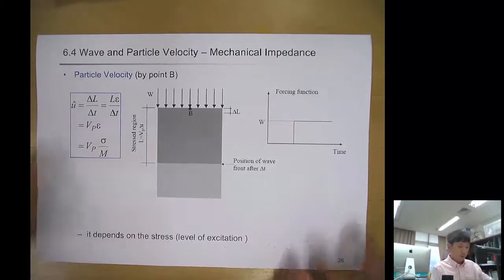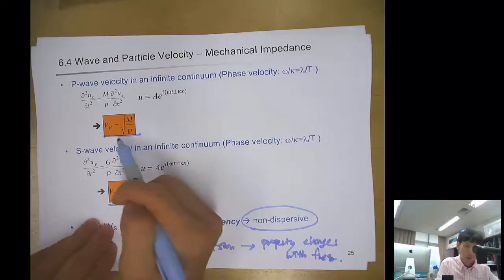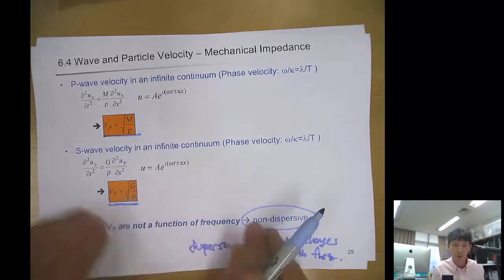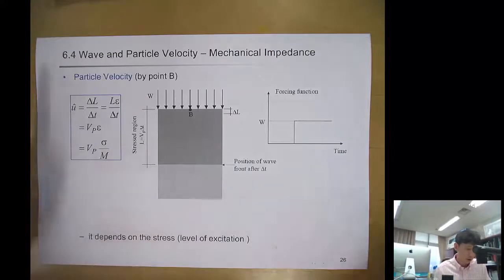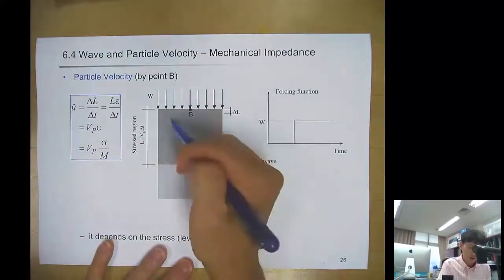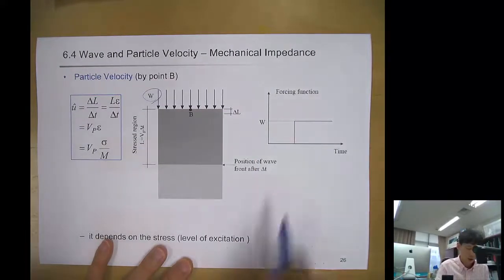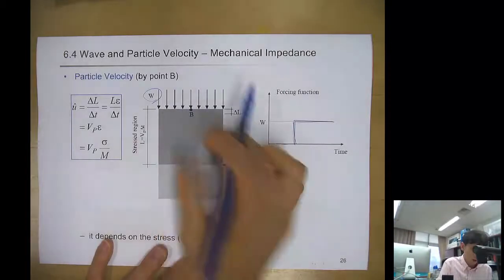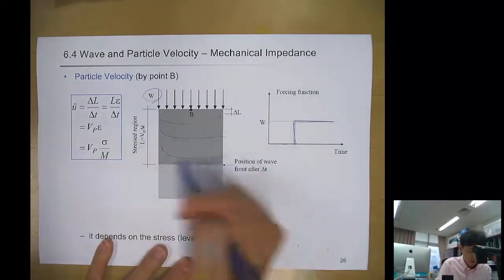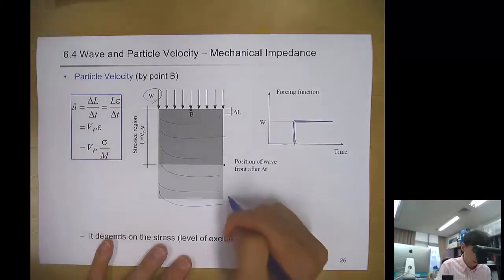So we've seen the propagation velocity. So this Vp and Vs is the propagation velocity. What about the particle velocity? So when there's a force, like W is the force, for example, an impulse or a step function, then a wave will propagate at the speed of maybe Vp.